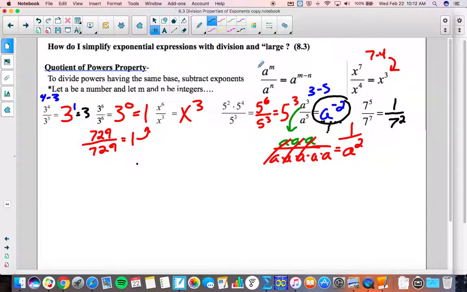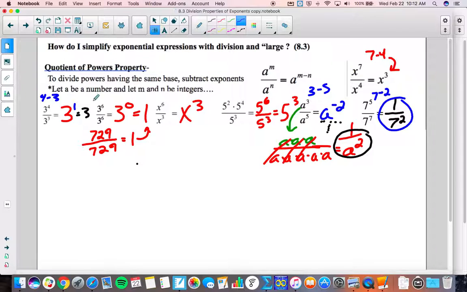Our final answer, I didn't mean to circle this one right here. It looks like it's our final answer or something. Our final answers never have a negative exponent. So you could have thought, well, this is the same as 7 to the negative 2, but it needs to get dropped down to the bottom. Final answers never have negative exponents.